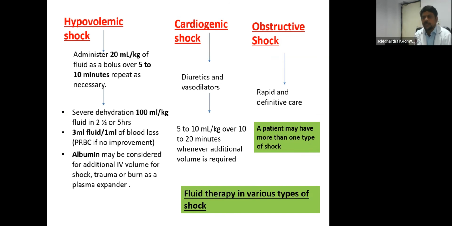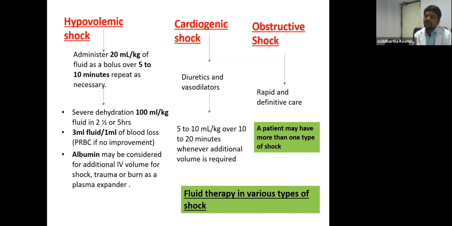In patients of cardiogenic shock, we have to look for any signs of fluid overload. The signs of fluid overload could be raised JVP, congestive hepatomegaly, bilateral pedal edema, and bilateral basal crepts. If these signs are present, we start with diuretics and vasodilators. If there are no signs of fluid overload and the patient is having signs of fluid depletion, then we could give small aliquots of fluid, 5 to 10 ml per kg in 10 to 20 minutes according to need.